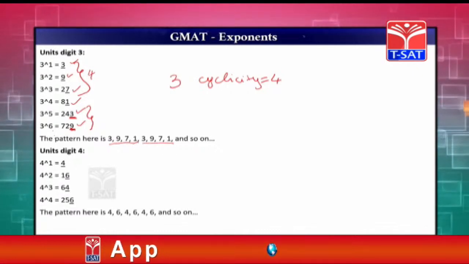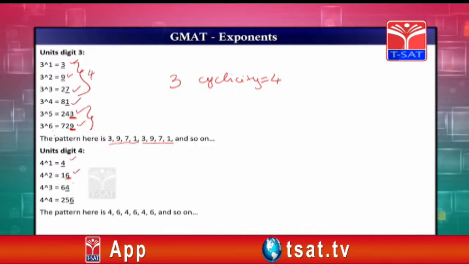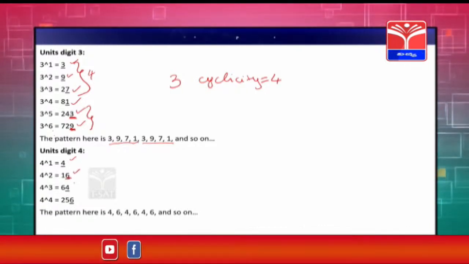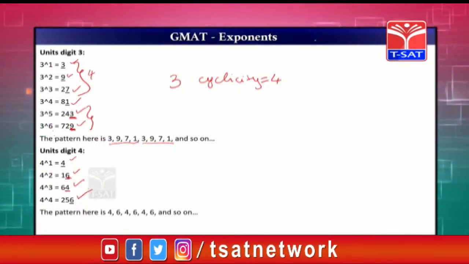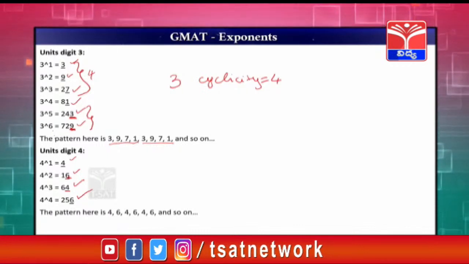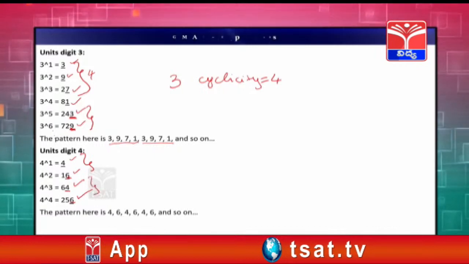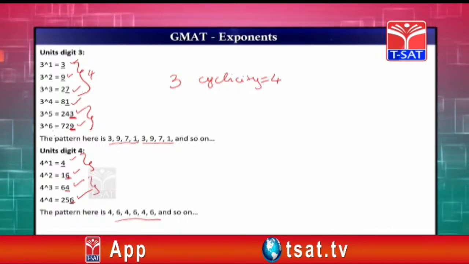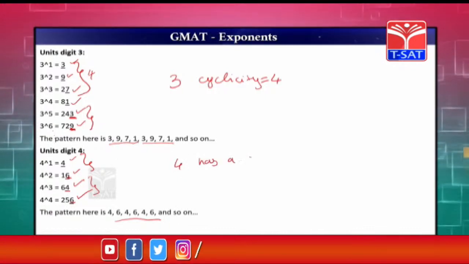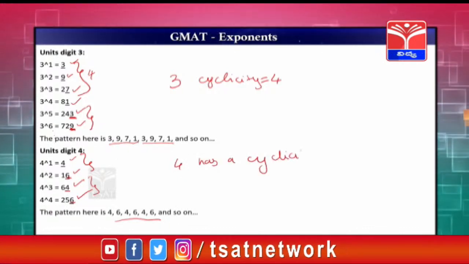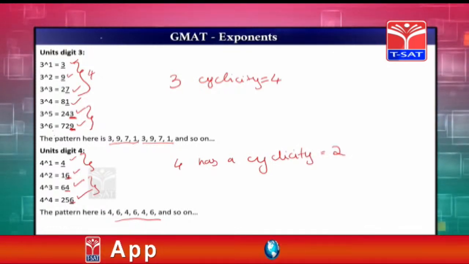When the units digit is 4, 4 raised to 1 is 4, 4 squared is 16 with 6 as its units digit, 4 cubed is 64, units digit is 4, and 4 raised to 4 is 256, which again repeats itself. Here the pattern is just 4, 6, 4, 6. This is the pattern that it's going to follow. So 4 has a cyclicity of 2. It repeats itself after every 2 numbers.